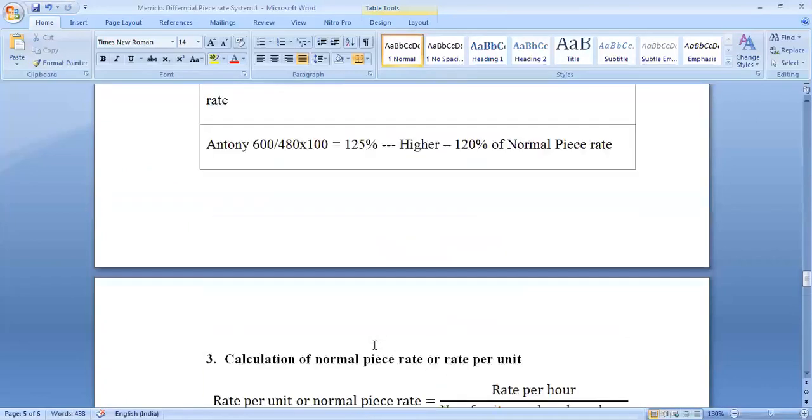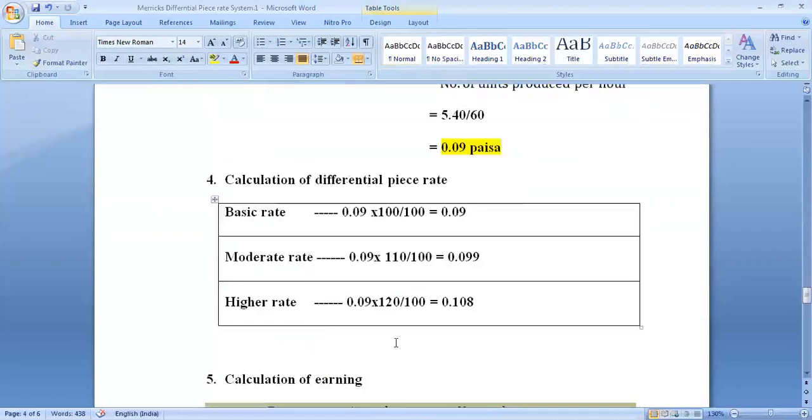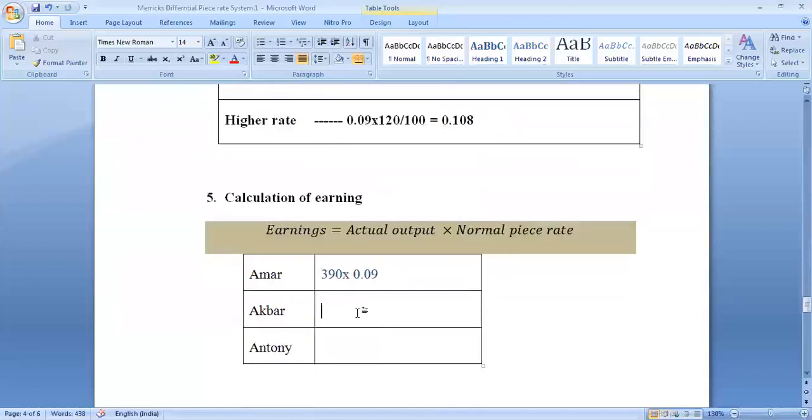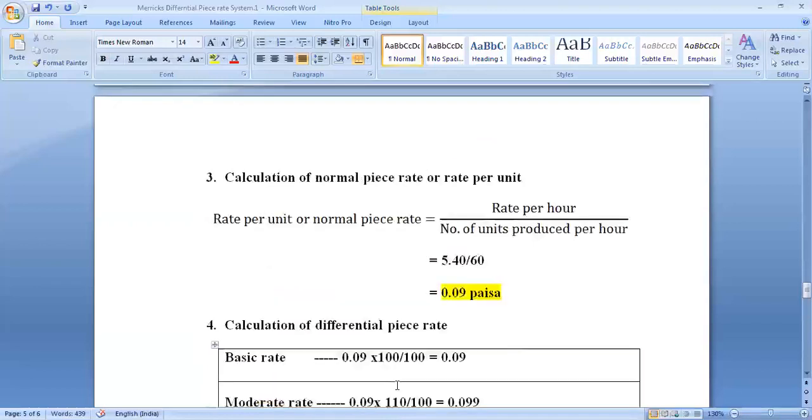Okay. Next, Akbar is producing how many output? Akbar is producing, I guess, 450. Yes, 450 is his actual production, and he falls under the moderate slab, where we have to give him 110% of normal piece rate. So 450 into the moderate piece rate, how much has it come? This is 0.099.